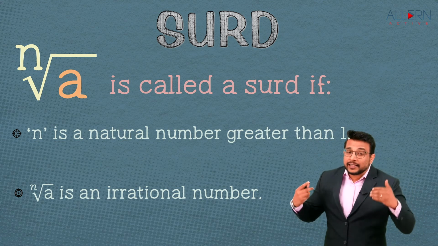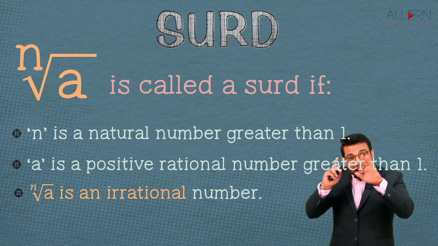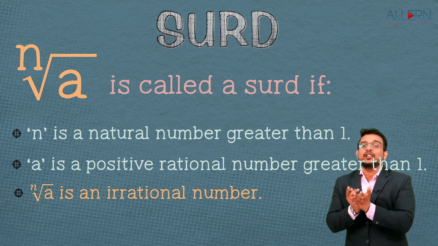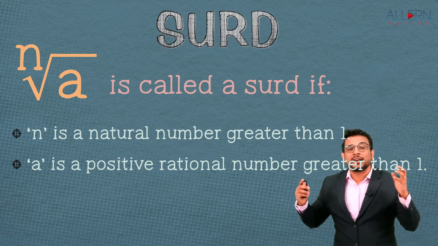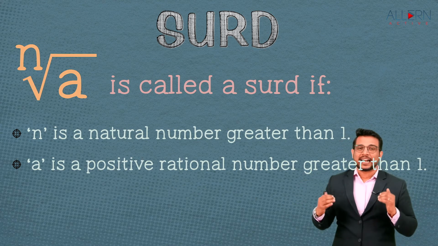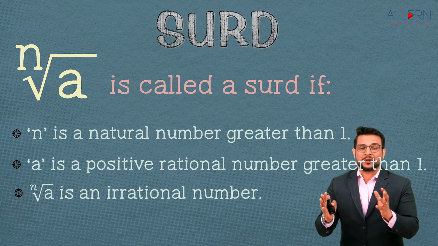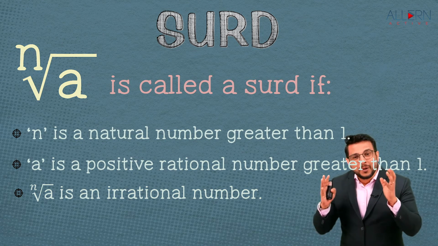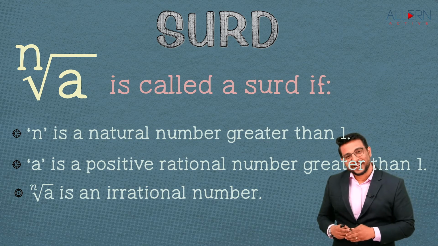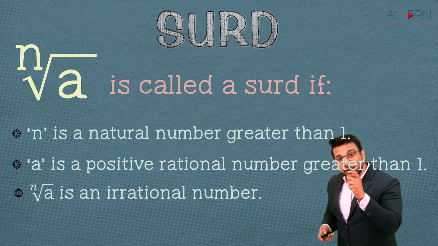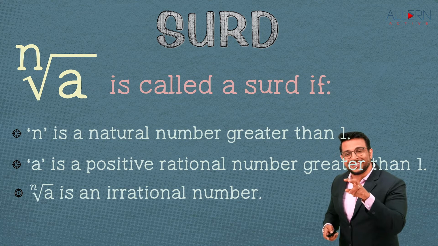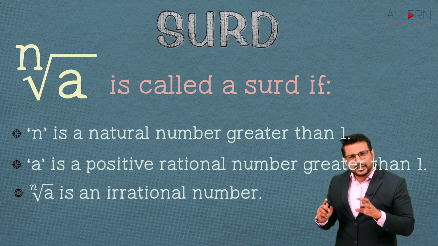And the third and final condition is that the entire expression, that is nth root of a, has to be an irrational number. If all these three conditions are satisfied, then we can say that the given expression, nth root of a, will be called a surd. And that n, which we say is the order, is called the order of that surd. And that is what we have discussed and understood.